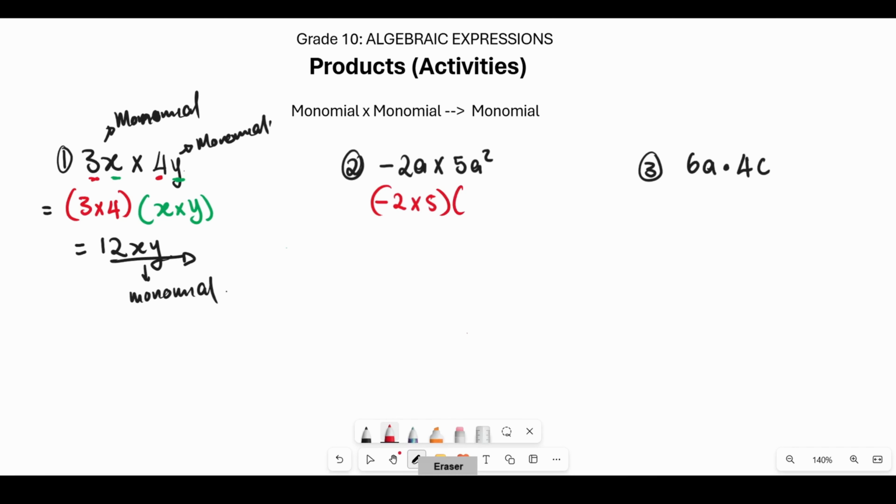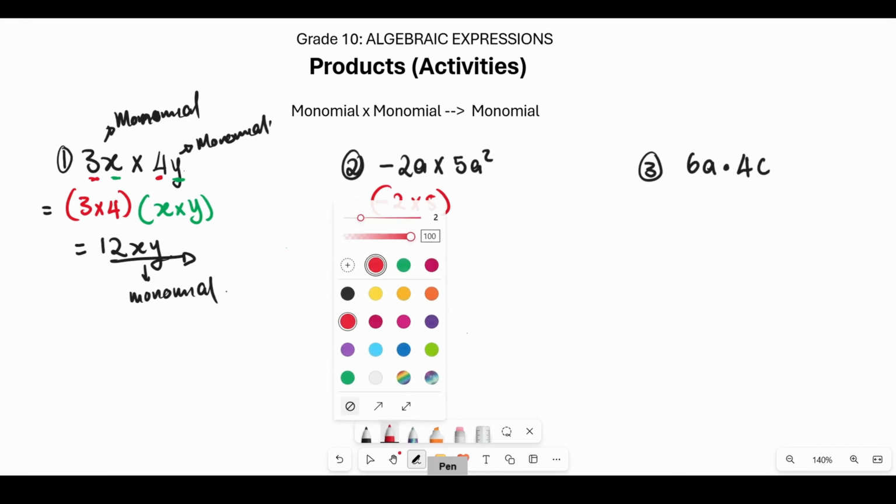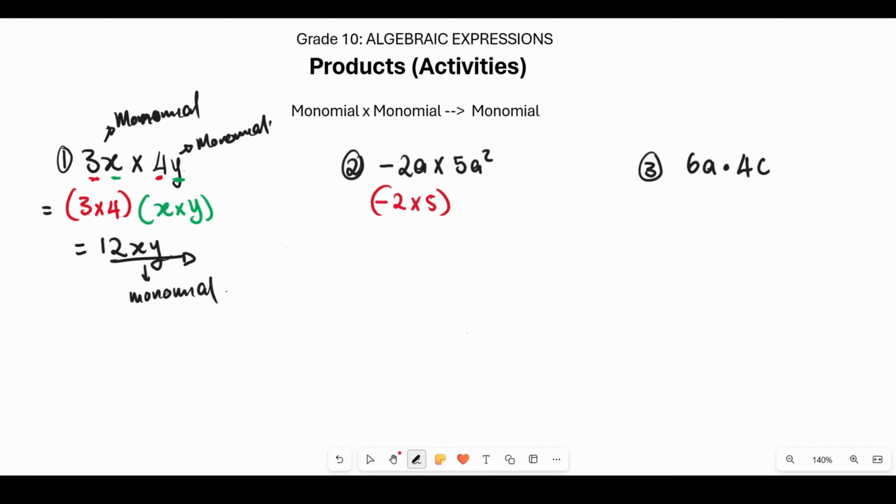Then into the other brackets, you're going to be having your variables multiplying each other. So in that case, you're going to have 8a multiplying a squared. So they are both a's. So in this case, what will happen? -2 multiply 5, you're going to get -10, to show steps. -10, then a multiply a squared, you're going to have a to the power of 3, going back to laws of exponents in the revision of grade 9.